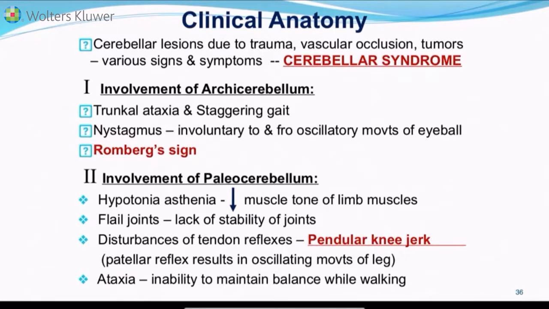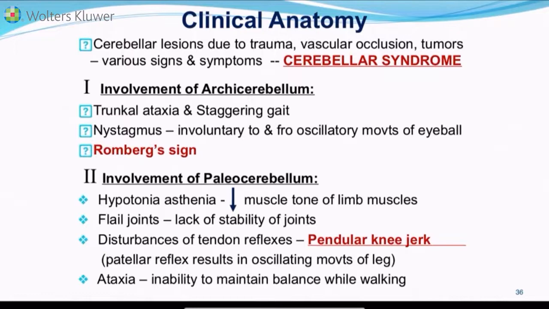So if there is involvement of the archicerebellum, or components of the archicerebellum, those parts of the cerebellum are involved in trauma, vascular occlusion or tumor, there will be truncal ataxia for the patient and staggering gait. Truncal ataxia means he will be swaying, he will not be able to stand straight or erect. Staggering gait, he cannot walk in a balanced way.